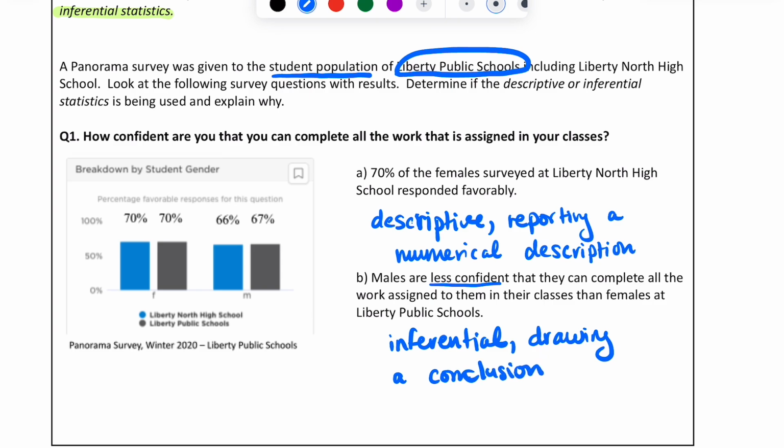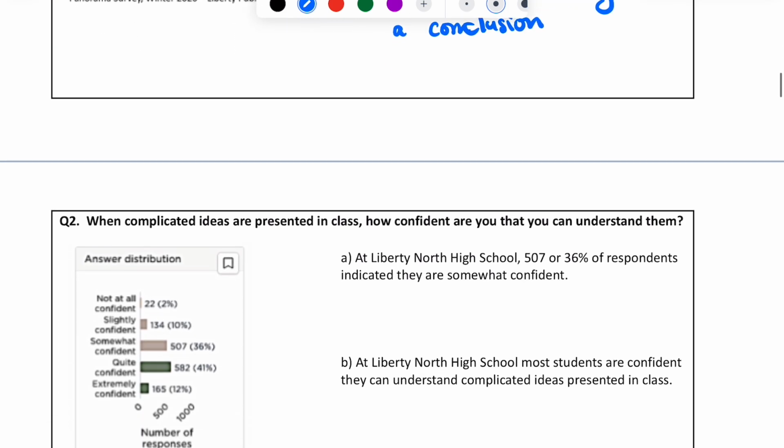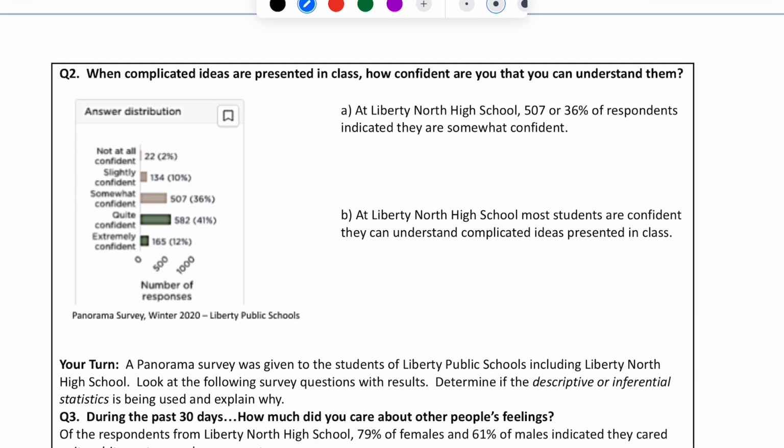Let's go on down to question 2. It says, when complicated ideas are presented in class, how confident are you that you can understand them? First one said, at Liberty North High School, 507, or 36% of respondents indicated that they are somewhat confident. Again, this is just stating a value, stating our statistic, so this is going to be descriptive. And that is because it's just reporting, once again, that numerical value.